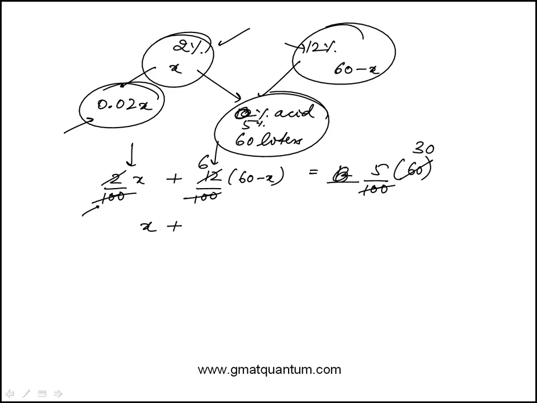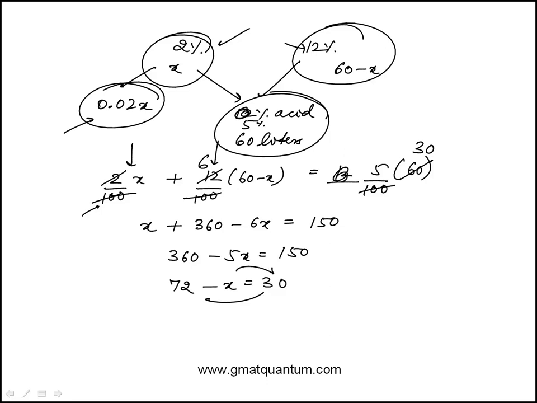So this 6 needs to be distributed, so 360 minus 6x. And then this is 150. So that becomes 360 minus 5x. At this stage, you could divide both sides by 5, and that would mean dividing each term by 5. And that would be 5 times 7 is 35. 72 minus x is 30.